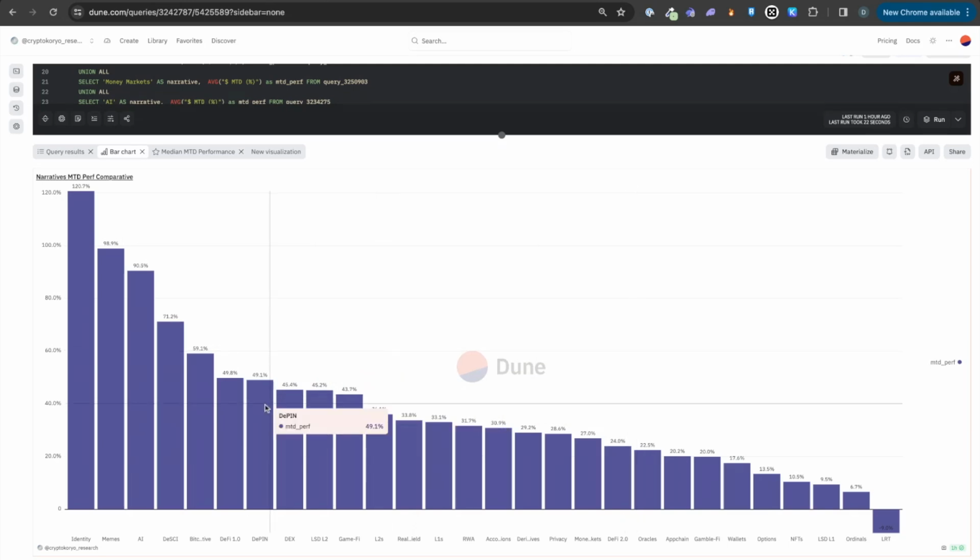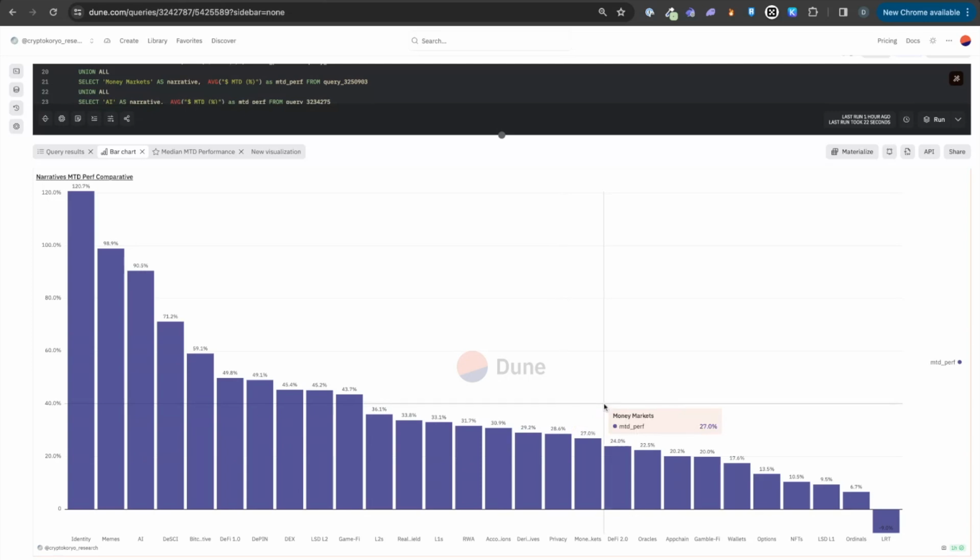Or you might want to define your own rules or triggers. For example, I like NFTs, but I would wait until I see them somewhere in this ranking to start paying attention again, or to start allocating to the NFT narrative. This is some of the things you can do looking at this chart.